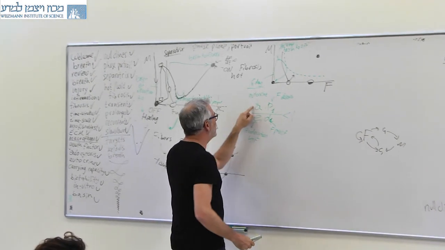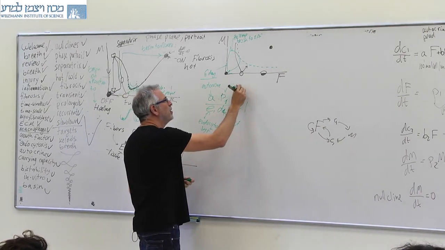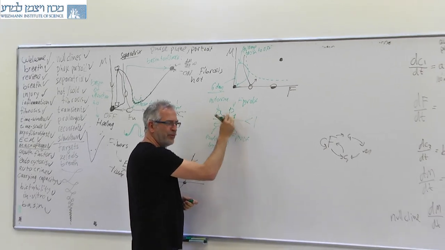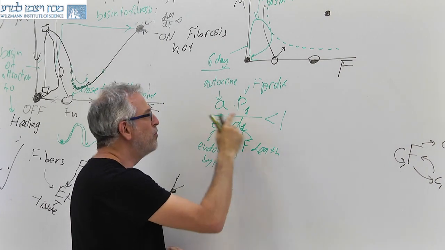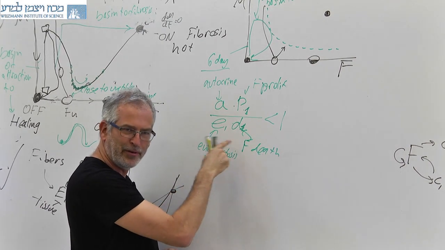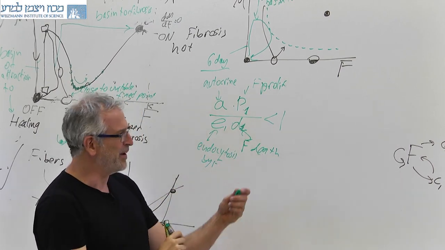Then, is this right? So autocrine times proliferation? So these are like pro-F and these are anti-F, right? Yeah, that makes sense, right? So more F and less F. So more F has to be less than the less F factor.